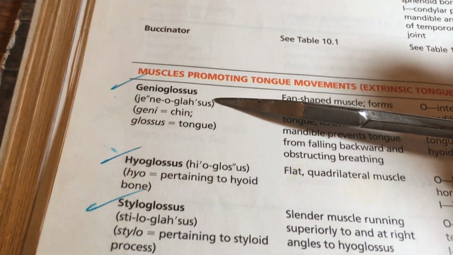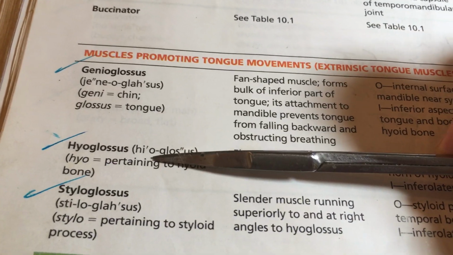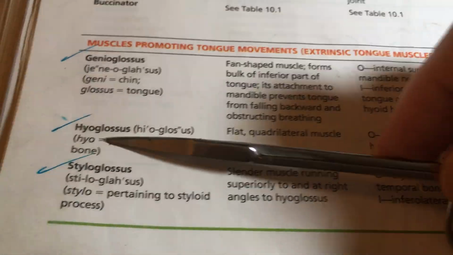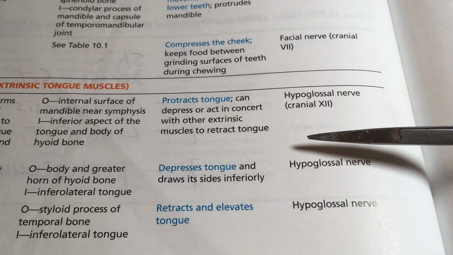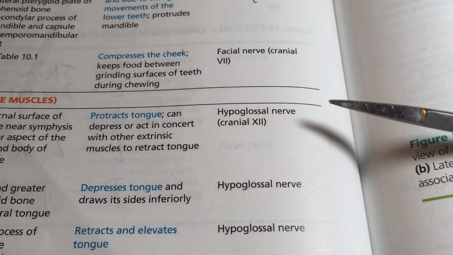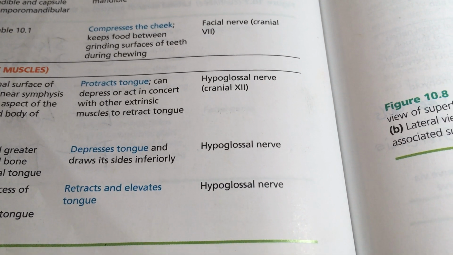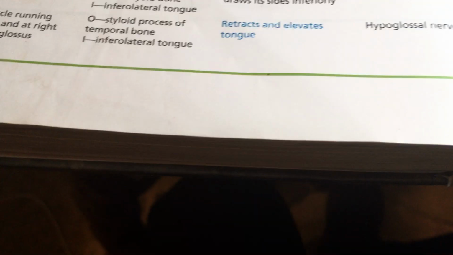So we have all of these different examples here of genioglossus, hyoglossus, styloglossus. This is coming from the hyoid bone. And they're all inserting onto the tongue, which by definition is operated by the hypoglossal nerve, cranial nerve number 12. And that's all you really need to know about that.